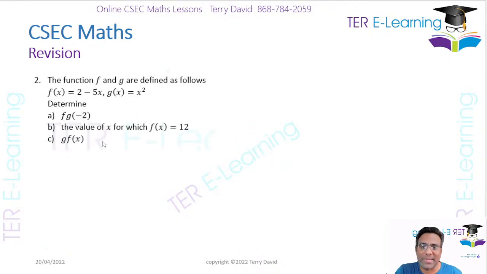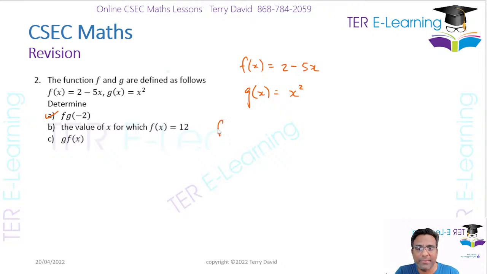Right, so my second question now. Let's see what we have to do here. This is a different style of question. Again, I have two functions. I have f of x is equal to 2 minus 5x, and g of x is equal to x squared. In the first part of the question, you want to work out fg of minus 2.